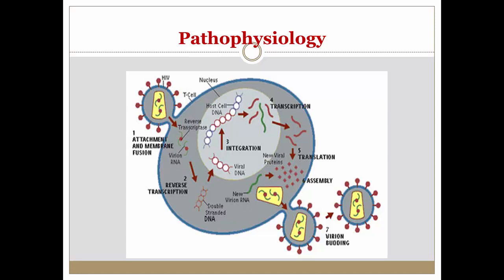The end result of this pathology and this pathophysiology is destruction of T helper cells, decreased production of T cells in the thymus, and damage to lymphoid organs. So I think we could agree that it's a nasty actor.